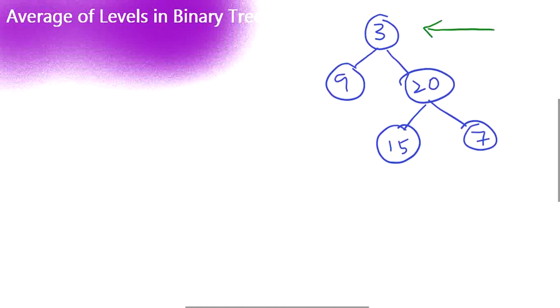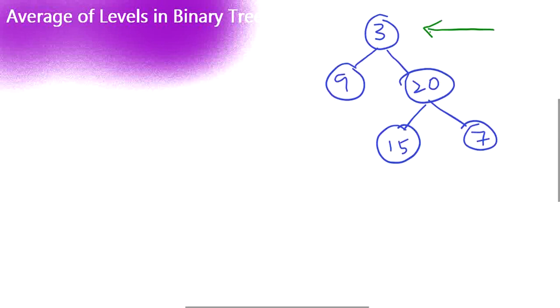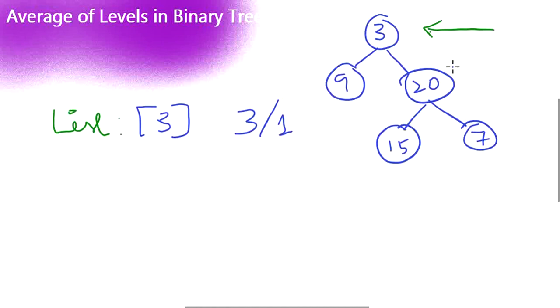That is, our list is going to hold the values at each level, and at the end of every iteration we are going to calculate the average by total sum in the list by number of elements, or size of the list. For example, in our first level we're going to add 3 to our list. We don't have any other elements left in the level, so we are going to calculate total sum by size of the list. Here the total sum is 3 and size of the list is 1, so it is going to be 3. This is going to be added to the result list.